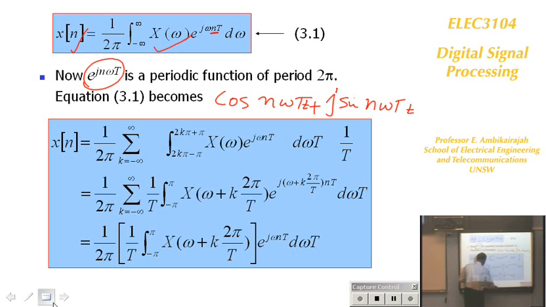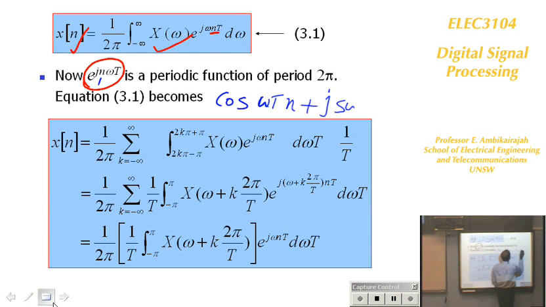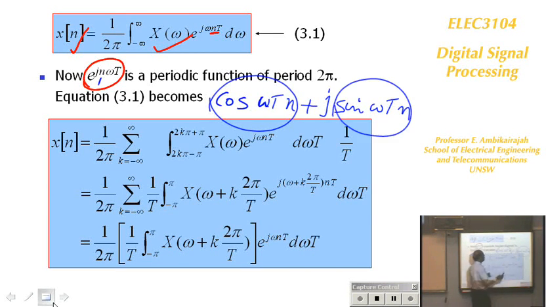Sorry, you don't need to see this. Can I rewrite this again? n is your sample number. So it's cos omega capital T times n plus j sine omega capital T n. That's your equation. You can see that has got a period of 2 pi, that also has got a period of 2 pi. So we know this function has got a period of 2 pi.